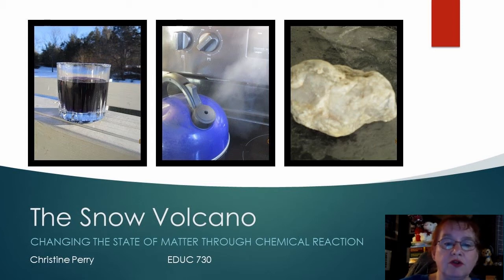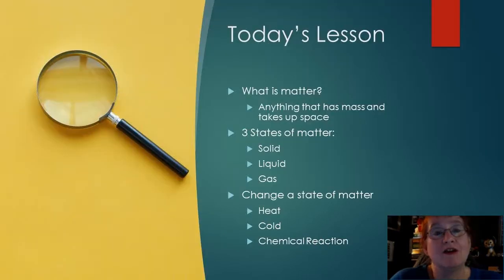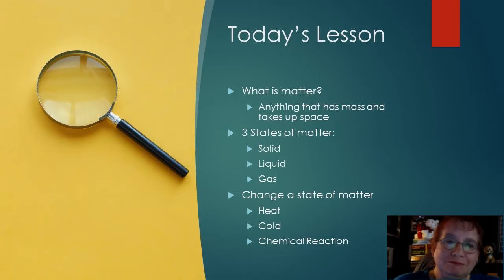Hi! Today we're going to build a snow volcano to demonstrate how to change the state of matter using a chemical reaction. First, what is matter? Well, matter is anything that has mass and takes up space. There are three states of matter: solid matter, like bricks or ice; liquid matter, like water; and gas matter, like steam. Now, you can change the state of matter using heat, boiling it or melting it, using cold, freezing it, or like we're going to do today, a chemical reaction.